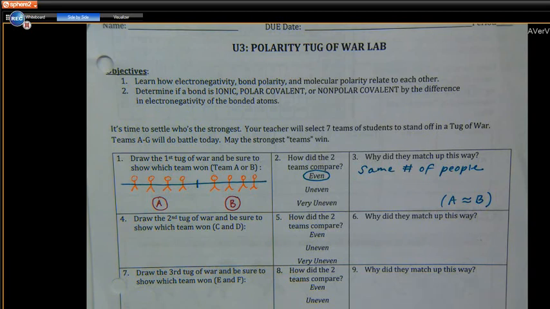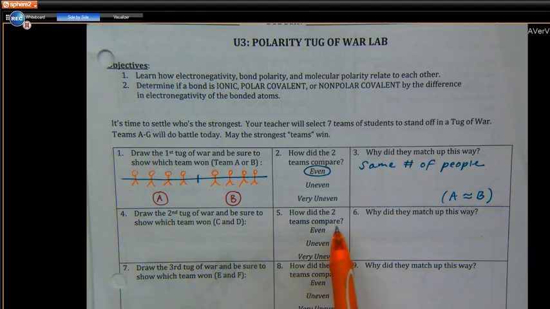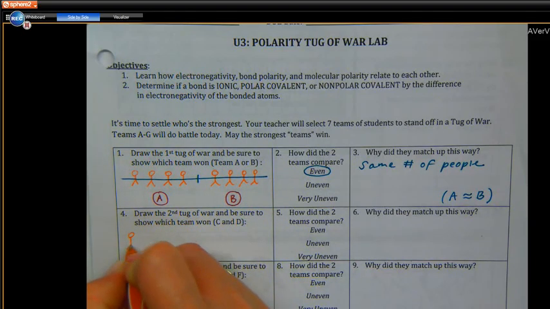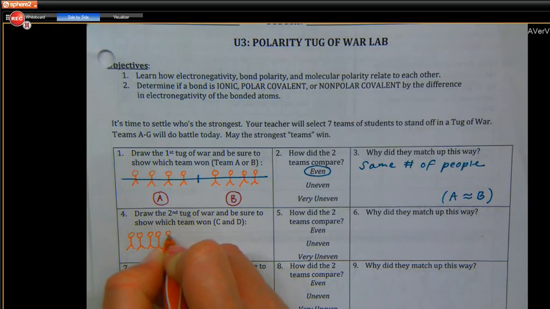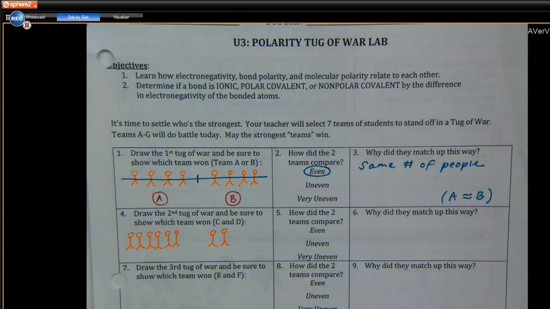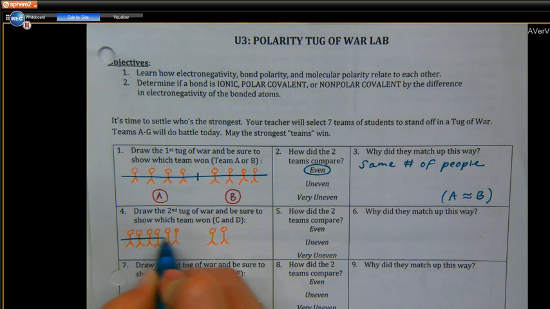If I took 2 of the teammates from Team B and gave them to Team A, so now Team A has 6 members, and Team B only has 2 members, we're going to go ahead and rename these teams because they've changed so much. This is going to be Team C and Team D.